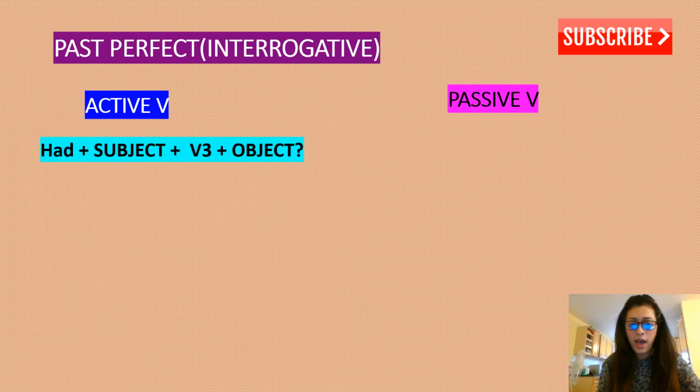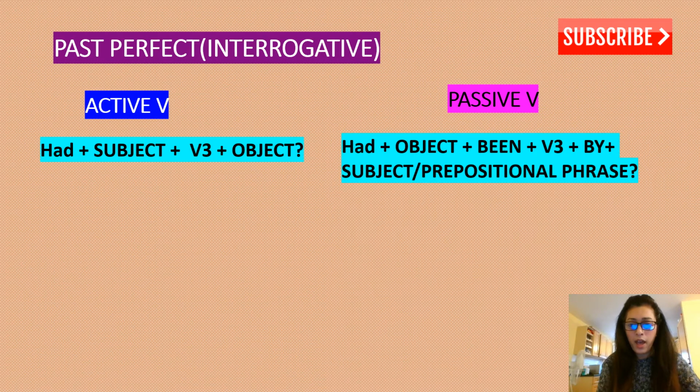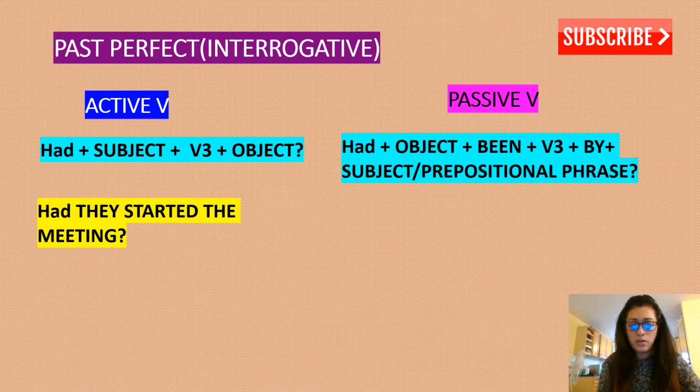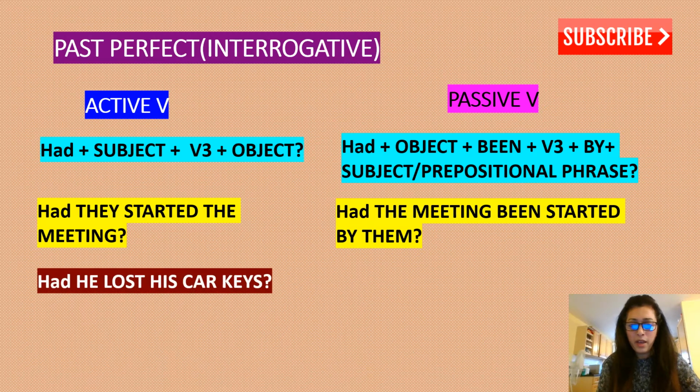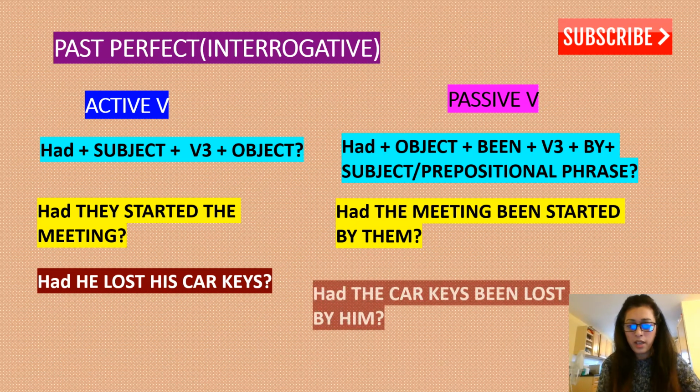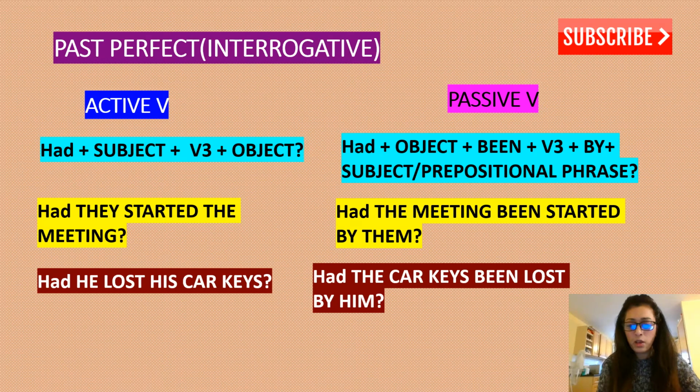Talking about the interrogative of the past perfect with the active voice, it will be had with subject, verb, third form, and object with a question mark. And with passive, it will be had with object and been with verb, third form, with by, subject, or prepositional phrase with a question mark. So the sentence will be had they started the meeting, had the meeting been started by them, had he lost his car keys, had the car keys been lost by him.